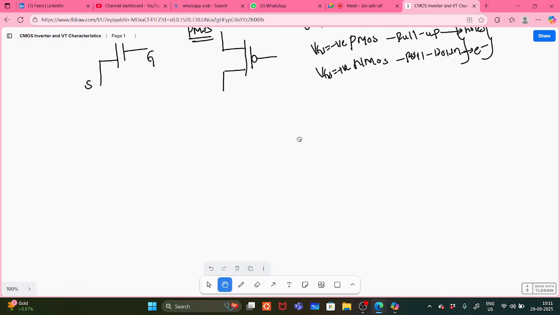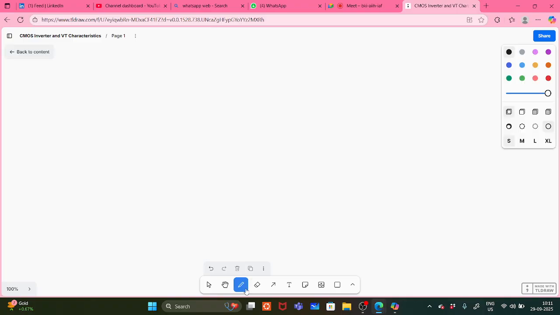Okay, so next if you see the basic inverter, how will the basic inverter look like? So this is the basic inverter. We are going to design this basic inverter by using the CMOS. Okay, so here y equal to a bar, and this is input and this is output.